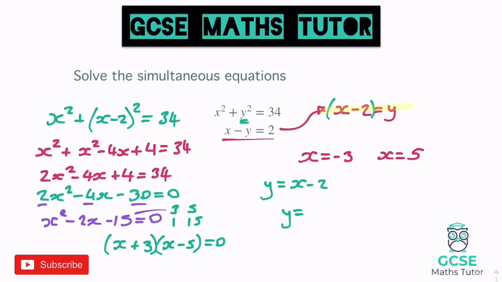X minus 2, so negative 3, take away 2, we've got the same answer there, but let's write it the right way around. Negative 3 take away 2, which is negative 5. So there we go, y equals negative 5.